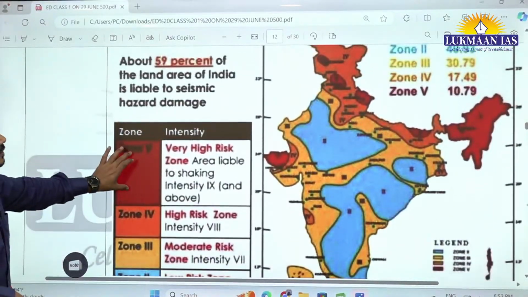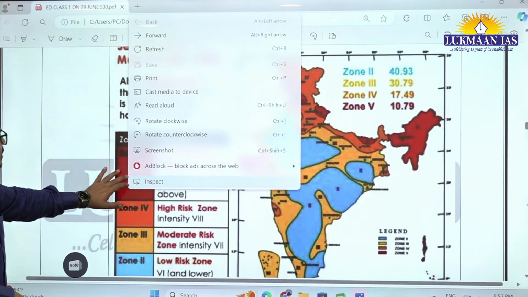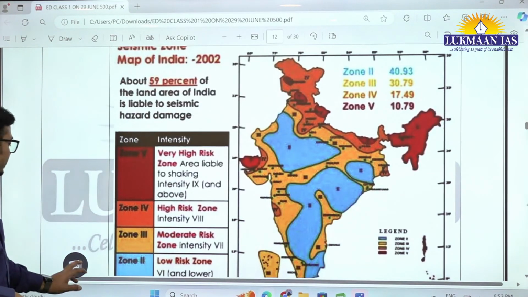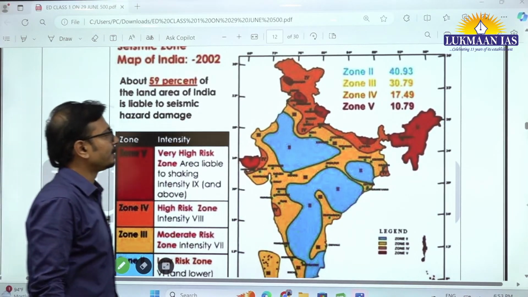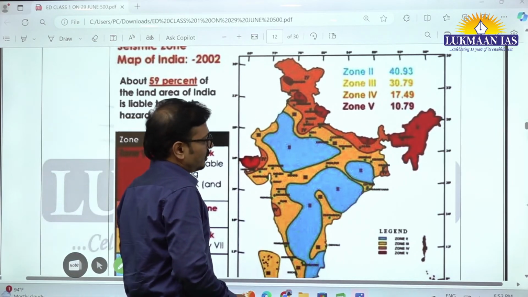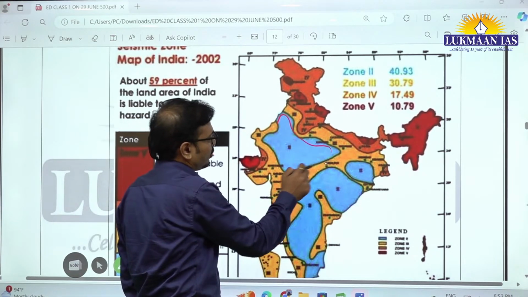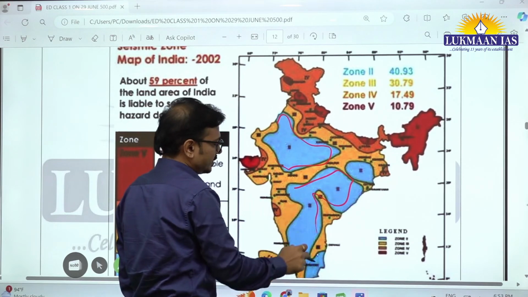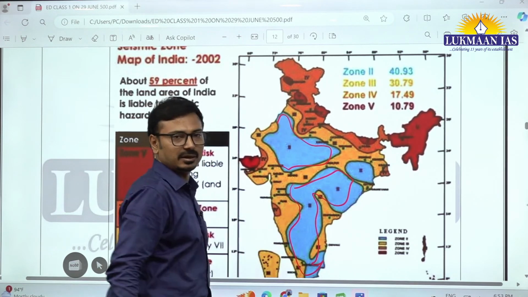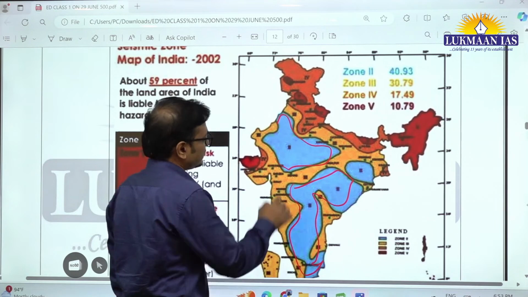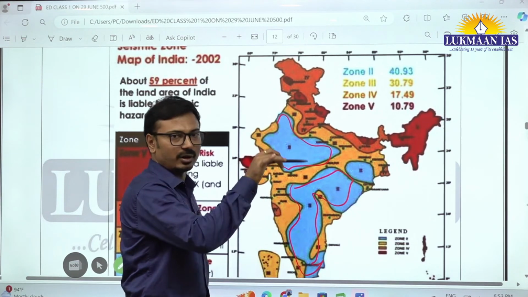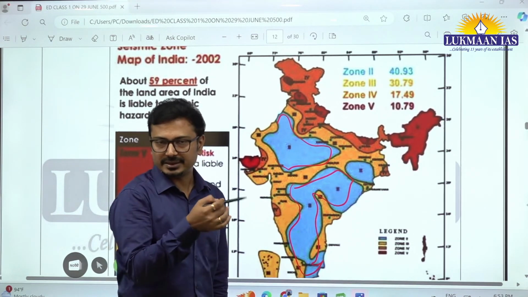Yes. So zone 2 has the least vulnerability, and you can see the color also. The stable peninsular block is largely blue, less vulnerable. Then, surrounding this, when we draw it in the exam, we have to remember these things.